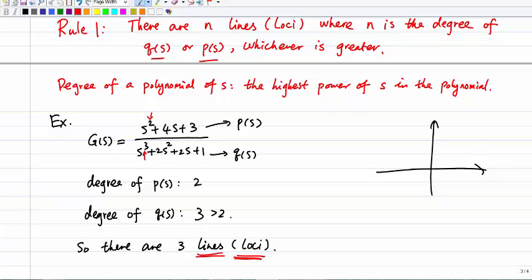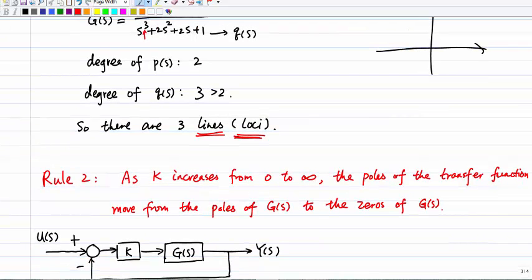Okay. Rule number 2 says, as K increases from 0 to infinity, the poles of the transfer function, of course the closed loop transfer function, move from the poles of G sub S to the zeros of G sub S.